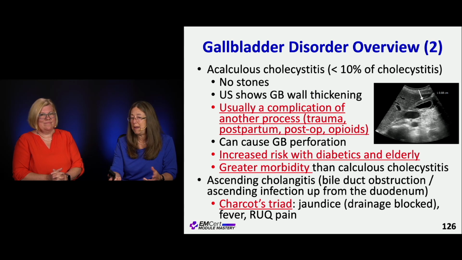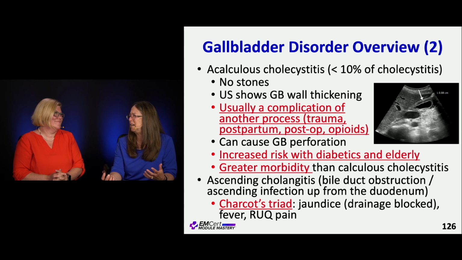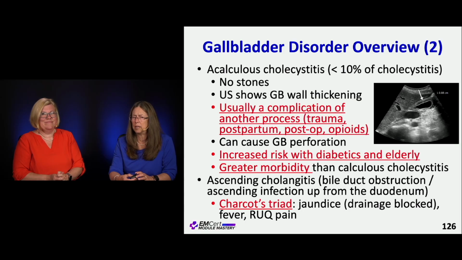Now, any of these triads, like Beck's triad and Charcot's, we don't ever get the triad. We get like one or two. You read about the triad, you know the triad, but in real life it doesn't seem to pan out. What we get in real life with ascending cholangitis is fever and right upper quadrant pain and maybe looking really sick. The jaundice doesn't happen as often as it would be lovely. So you just worry in that sick-looking person who has either acalculous or calculous cholecystitis.